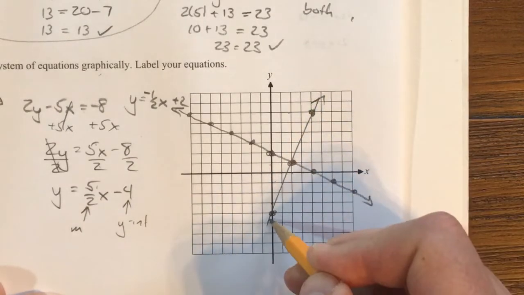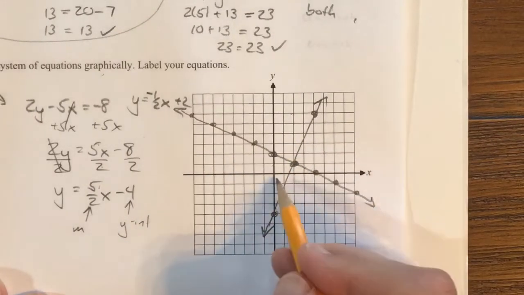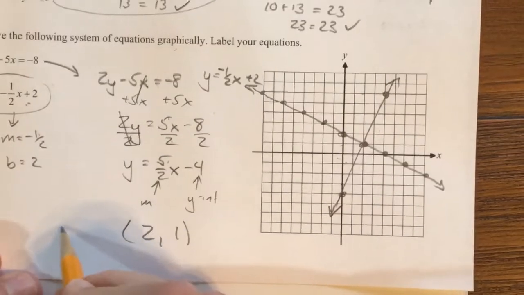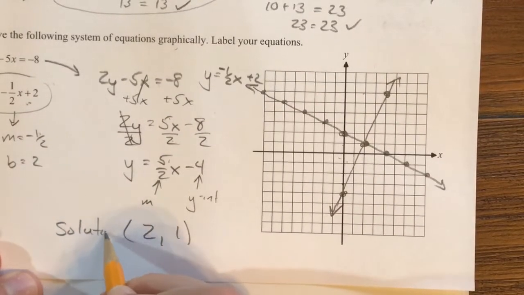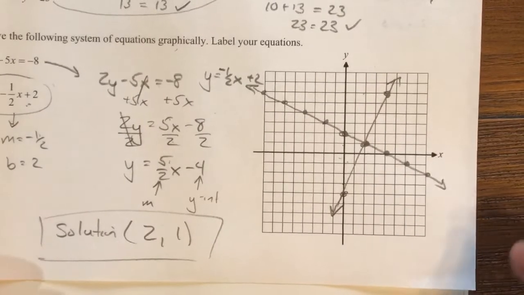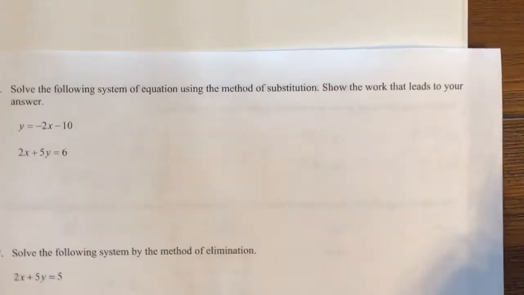And what are we looking for? We're looking for the solution. So the solution is over 2, up 1. That's my solution. Now how did I solve that? By graphing, which is a nice method. But most of Unit 5 was using the other methods.